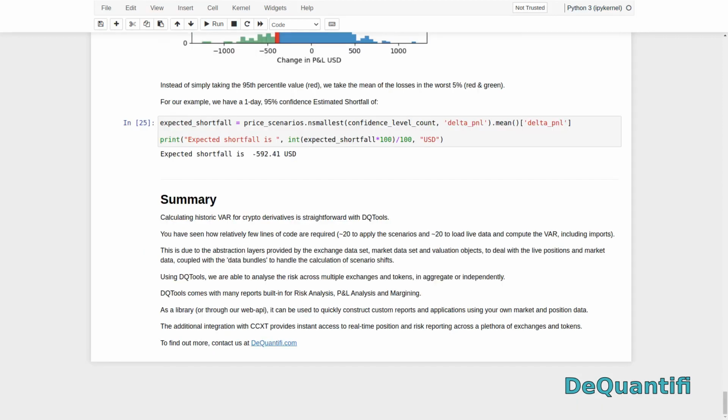Using DQTools can save you a lot of time and effort when creating custom analytics and reports for crypto derivatives.